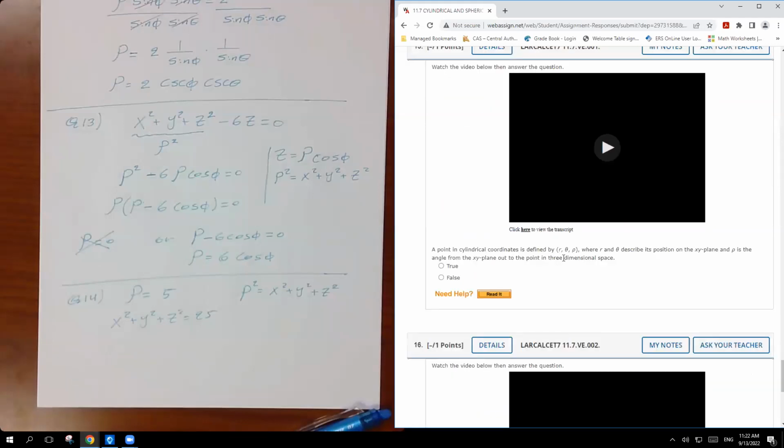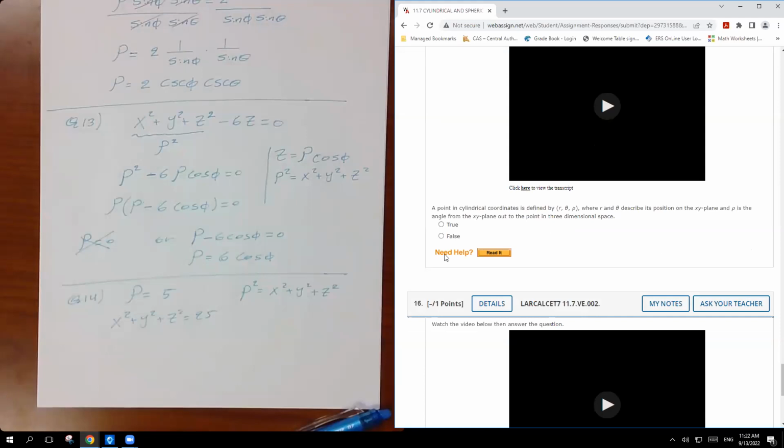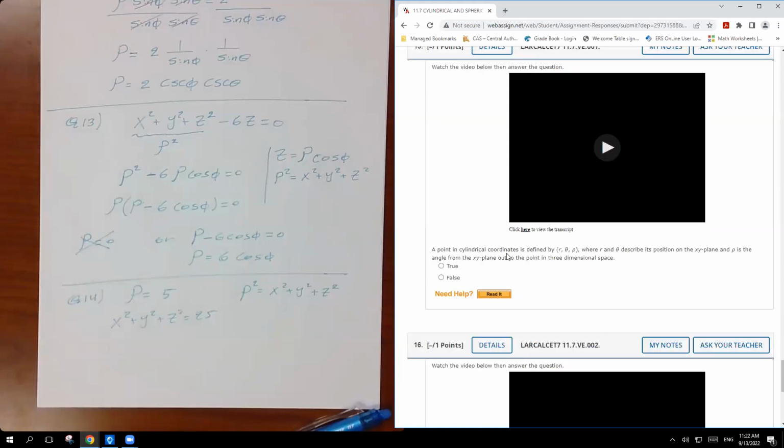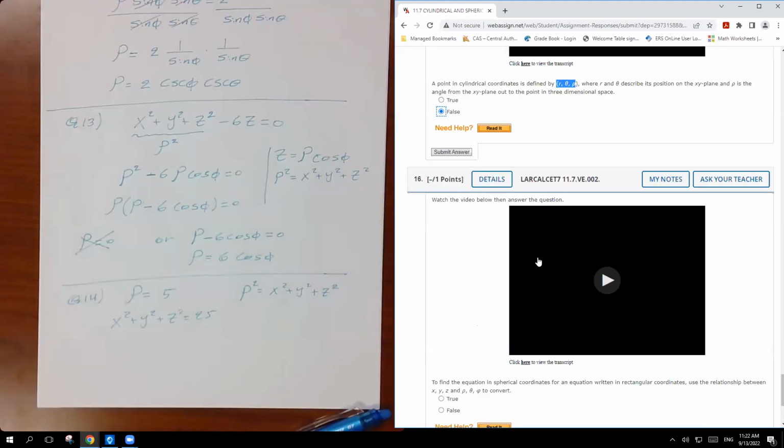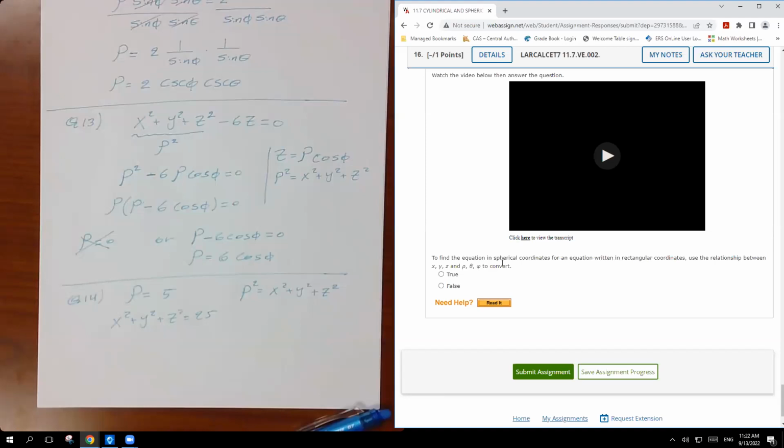Last two questions, just watch this one. The first one, they're telling you a point in cylindrical coordinates is this one. This is not cylindrical coordinates because r, theta, and z. So this is false. You have to watch the video. And the last one, to find the equations in spherical coordinates, coordinate equations written in rectangular coordinates, use the relationship between x, y, z to rho, theta, and phi. That's right. We need to convert from x, y, z to rho, theta, and phi. So this one is a true statement.